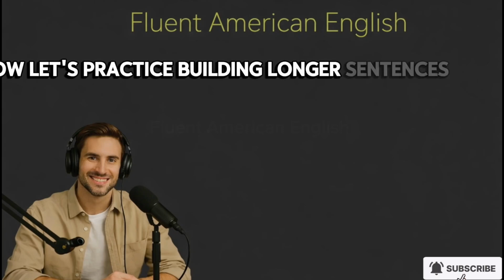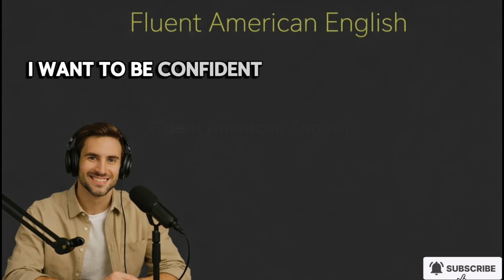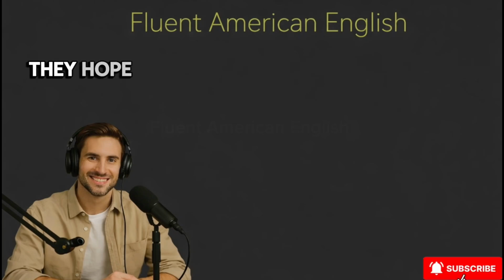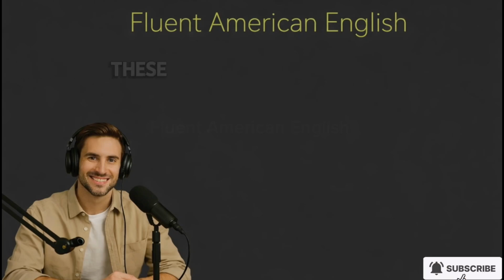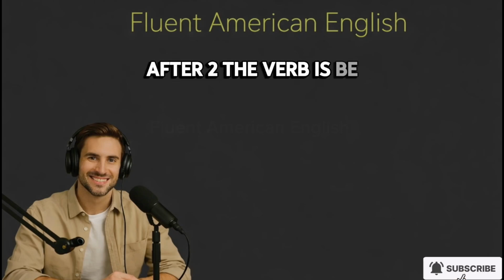Now let's practice building longer sentences using be. This is very important for fluency. I want to be confident when I speak English. She plans to be ready before the meeting starts. They hope to be successful in their careers. We need to be careful while making decisions. These sentences are longer, but the rule stays the same. After to, the verb is be.